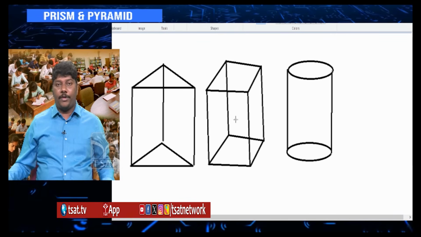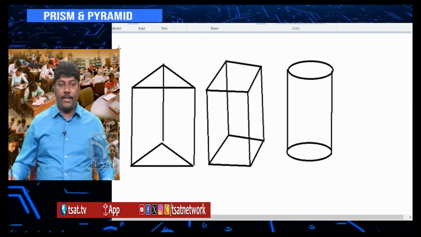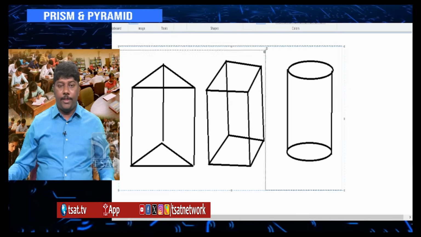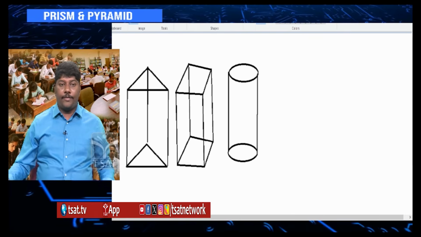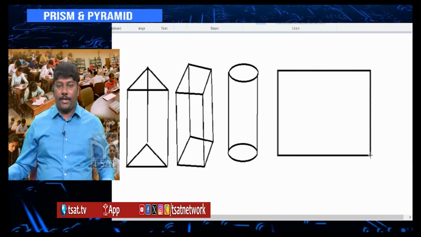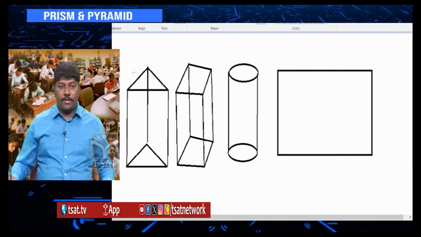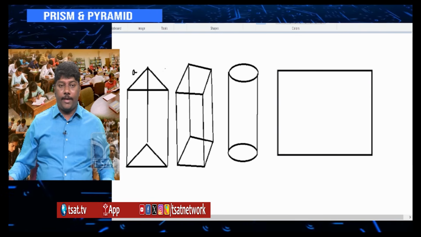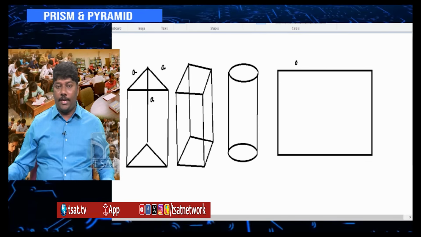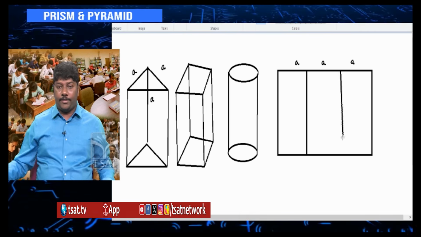So this is a rectilinear figure, both ends are n-sided polygons, connected using rectangular surfaces. See what happens if I cut any of these figures and open it. If I cut and open it, it forms a rectangle like this. Suppose I am taking an equilateral triangle, so it is A and A and A. If you cut it at any edge and open it up, it becomes A plus A plus A.